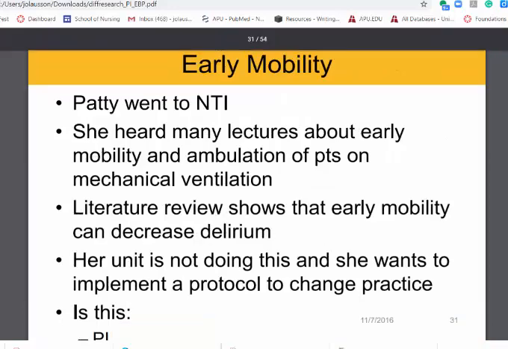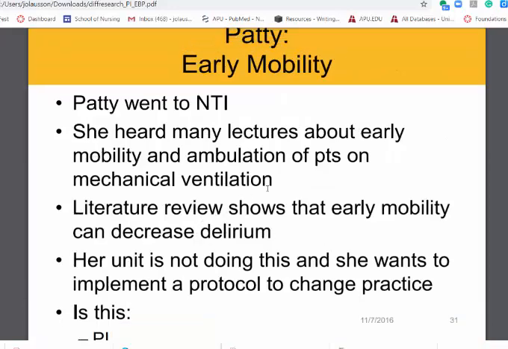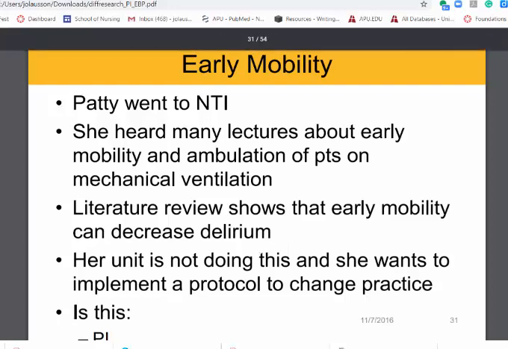So this one, Patty went to NTI. Sounds like this is a conference, and she heard lots of lectures about mobility, ambulation of patients on mechanical ventilation. So it says literature review shows that early mobility can decrease delirium. So yes, this research is already out there. Her unit is not doing this, and she wants to implement a protocol to change practice. So this would be probably EBP unless this healthcare facility or hospital already has a standard in place, and they're doing it on other units, but not complying with that on the unit where she works.